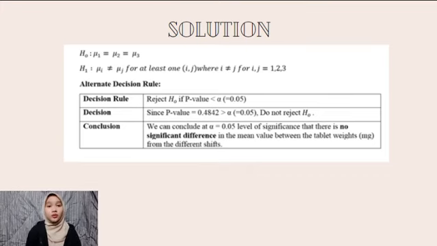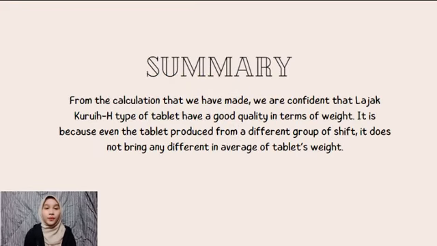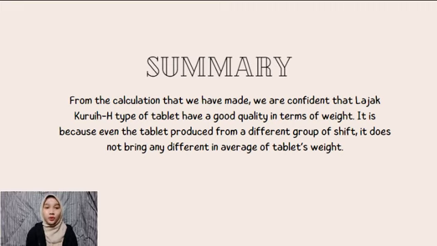Then we can conclude that at alpha 0.05 level of significance, there is no difference in the mean value between the tablet weights in milligrams from the different groups of shifts. From the calculation that we have made, we are confident that Lajak Kuruih type of tablet has a good quality in terms of weight. It is because even when the tablets are produced from different groups of shifts, it does not bring any difference in the average of the tablet weights.